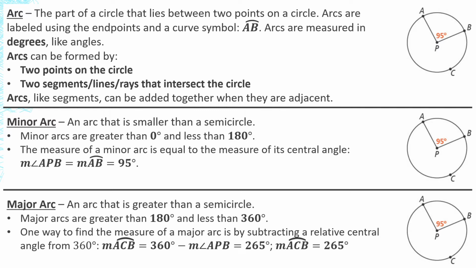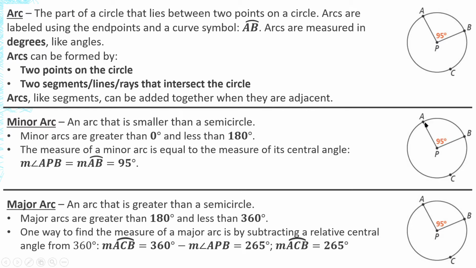Something else to keep in mind regarding arcs: we have the segment addition postulate, and we can do something like that with arcs as well. Arcs can be added together. For example, we have this arc AB, and then we have the rest of the circle around it. If we add those two together, that gives us 360 degrees, because circles are made up of 360 degrees. Let's talk about the difference between the two types of arcs, minor and major. Arc AB is a minor arc. As you can see, the central angle is 95 degrees.